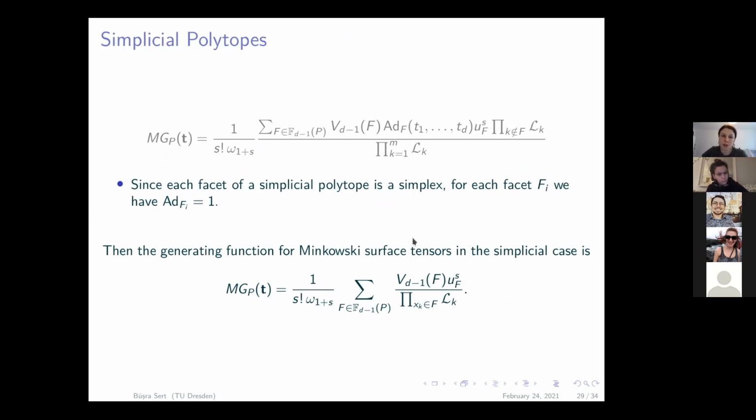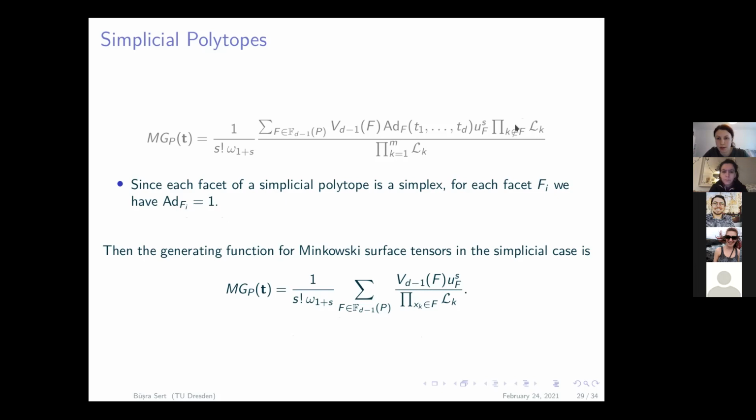But when our polytope is actually simplicial, then for each facet we will have adjoint equal to 1. To compute the adjoint, we consider triangulations, and we consider the vertex that's left, that's not on the triangulation. But if the facet itself is already a simplex, then we won't have anything on the other side. So for each facet, the adjoint will be 1, and that makes the expression of the generating function much simpler.